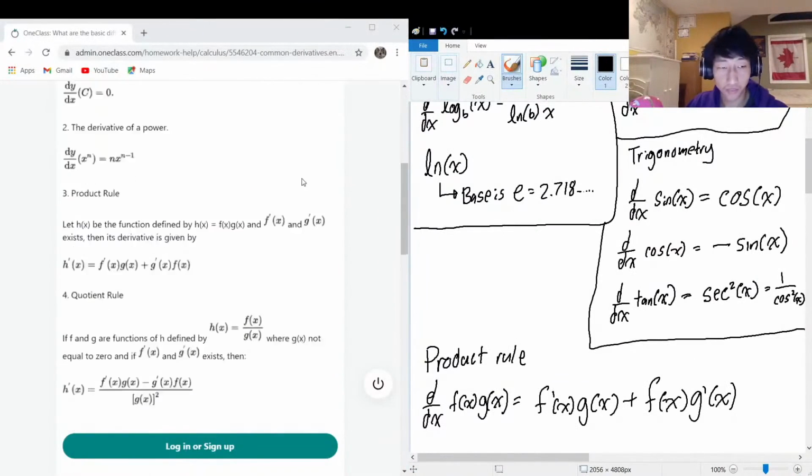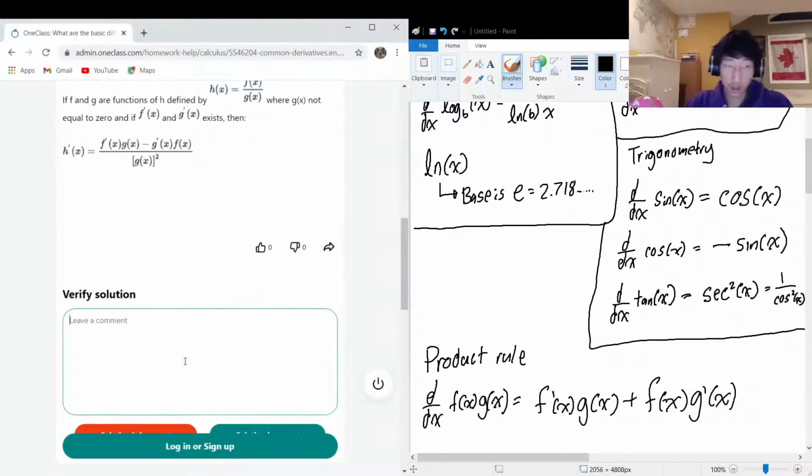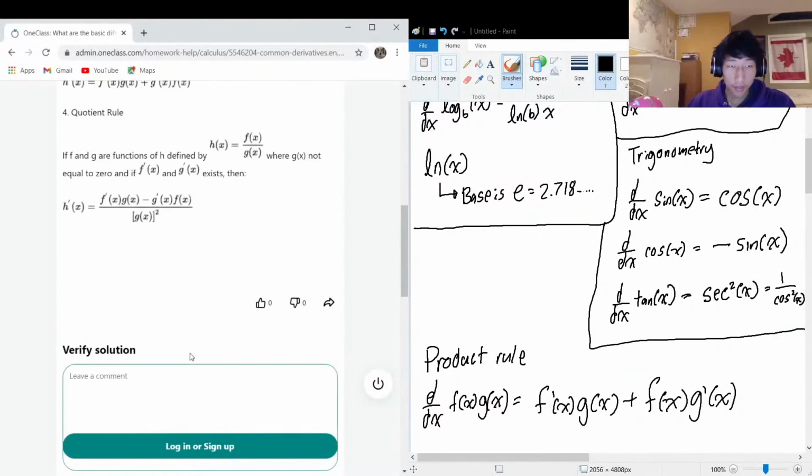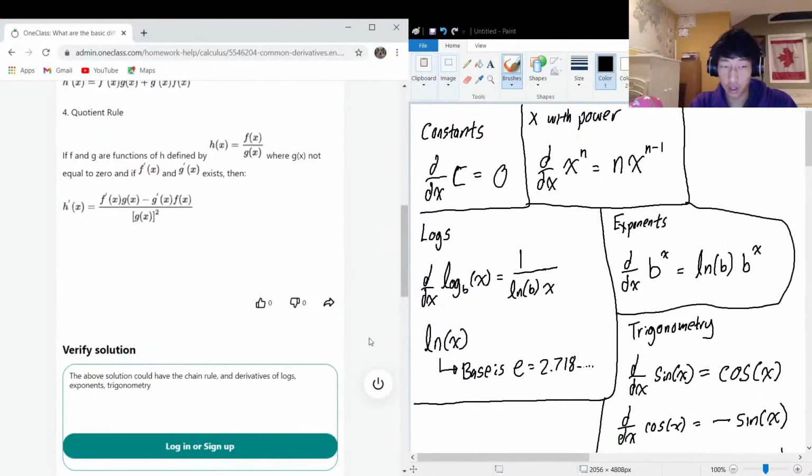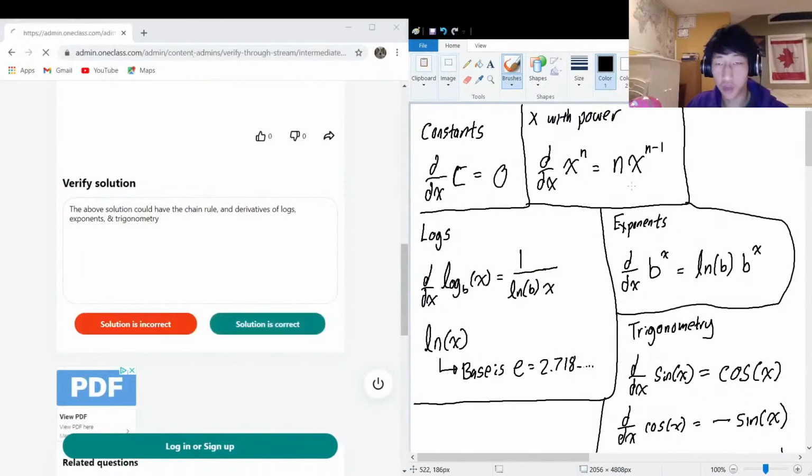Okay, cool. So the above solution could have the chain rule and derivatives of logs, exponents, and trigonometry. Cool.